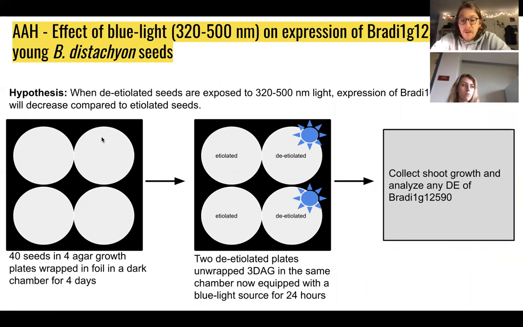We grew 40 seeds in agar plates and wrapped all the plates in foil to block out all light. Seeds were left to germinate for 4 days. Then the foil was removed from two of the plates, which were then exposed to blue light for 24 hours. We then harvested the shoot growth to extract the RNA and analyze it for any differential gene expression of our gene.